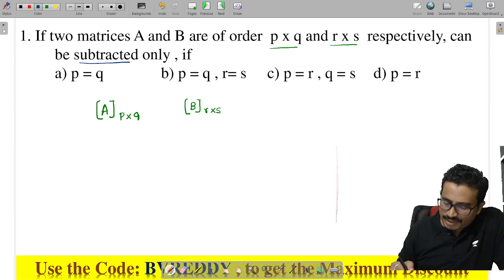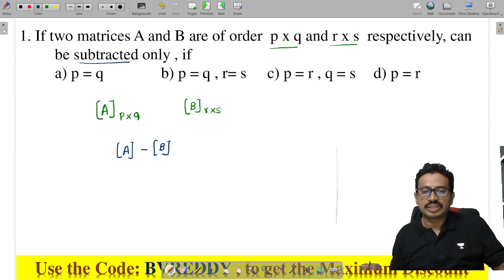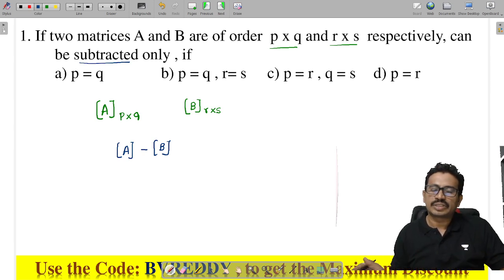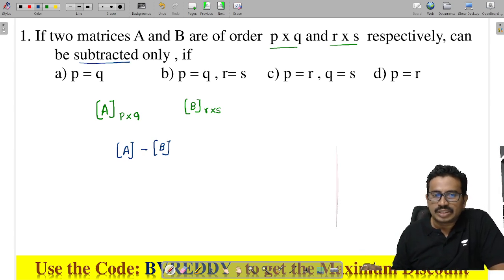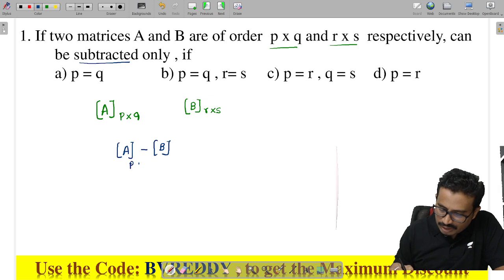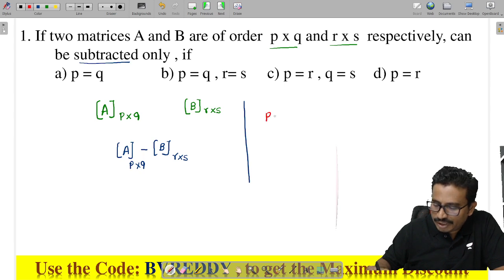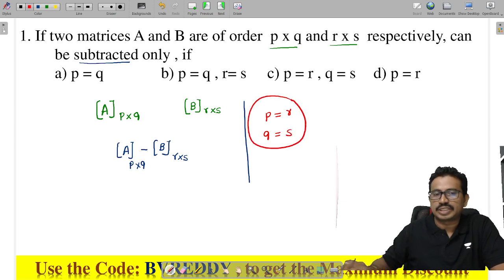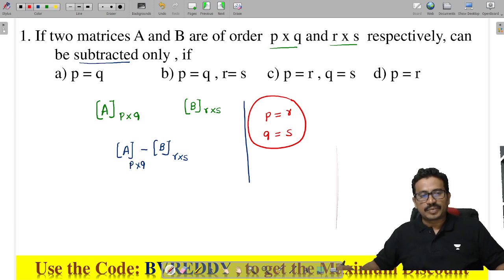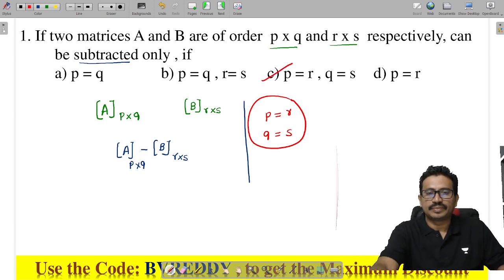When can the subtraction happen? The subtraction of two matrices is possible provided the two matrices have the same order. Subtraction or addition is possible only if the two matrices have the same order. Here the order of A is P cross Q and the order of B is R cross S. So what is the condition for the subtraction to be valid? It is possible provided P equal to R and Q equal to S. This condition must be satisfied, then only the addition or subtraction can take place. So option C. Next one.